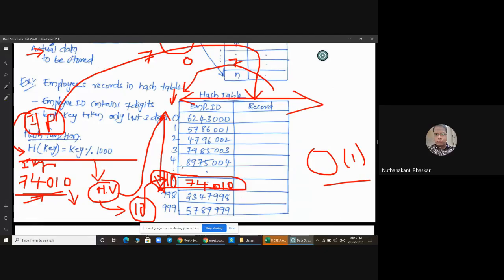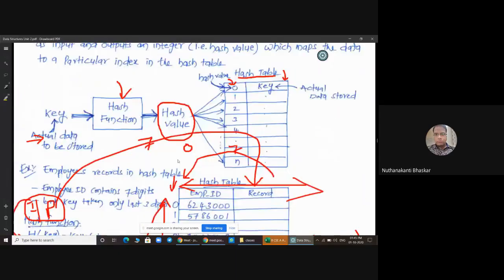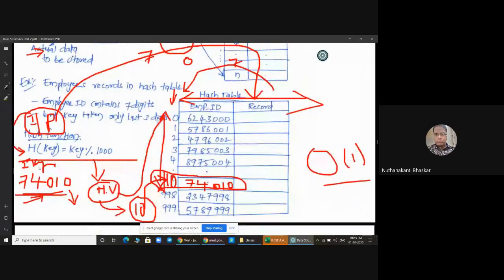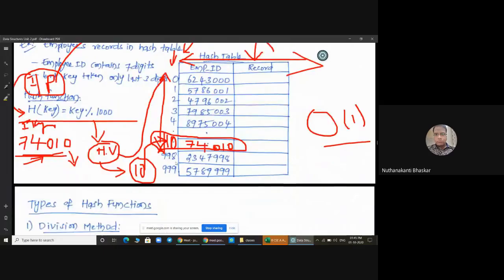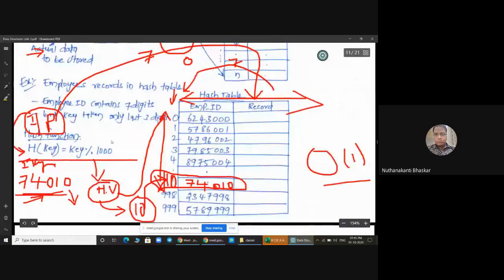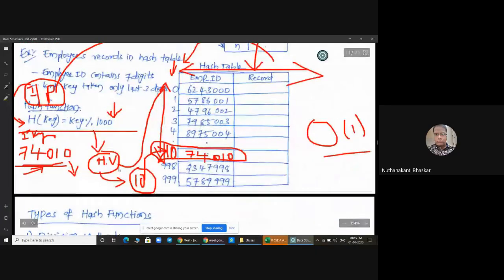Correct. Yes, sir. Now you already know what the hash table, hash value and hash function are. Today we are going to learn the types of hash functions. I gave one sample here, but we have four types. In the real world we have so many hash functions, but as per the academic syllabus I am going to provide four categories of hash functions.